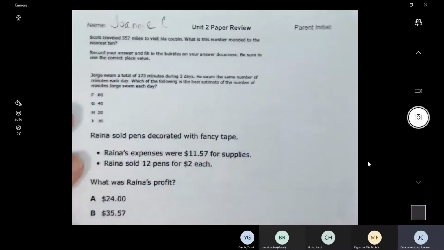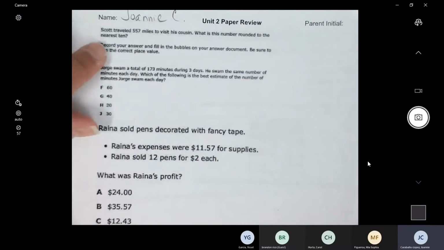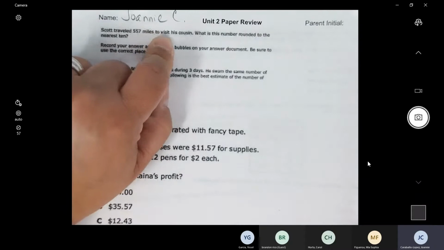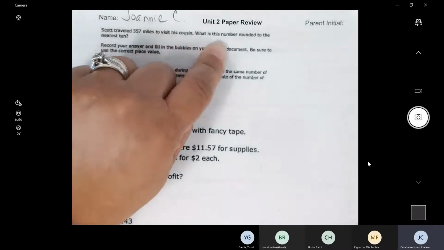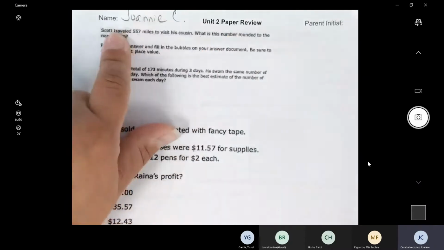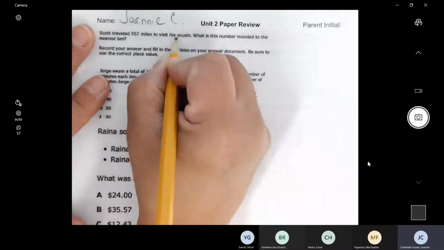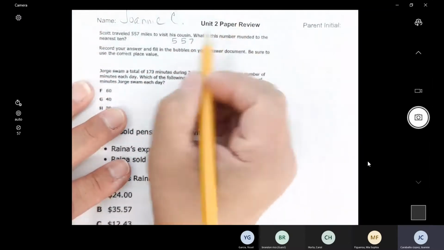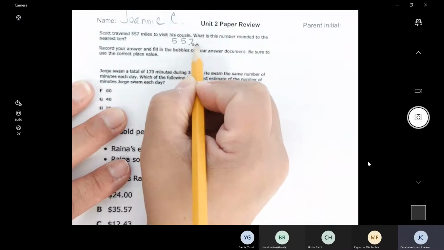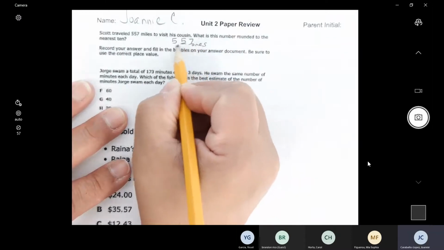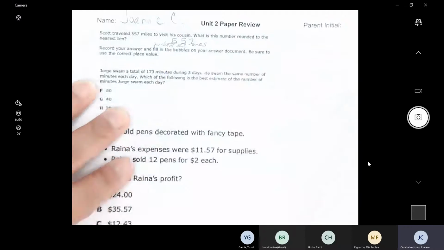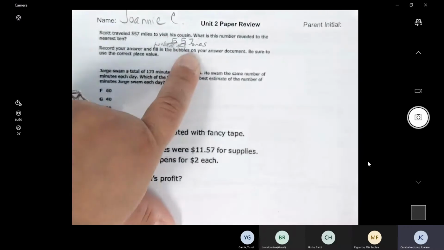So the Unit 2 paper review says, Scott traveled 557 miles to visit his cousin. What is this number rounded to the nearest 10? So this is what I like to do. I like to rewrite the number, right? And then I like to identify my place value. This is the ones. This is the tens. And this is the hundreds, right? So I write my place value just so that I can know.